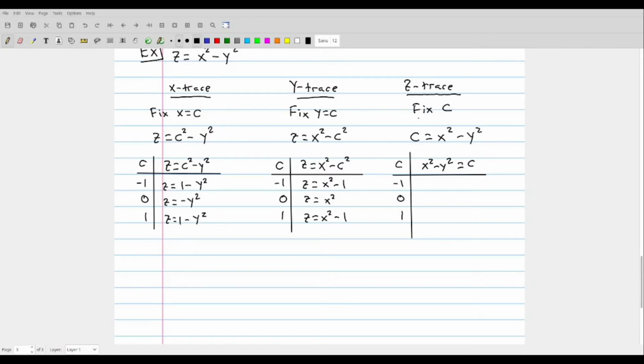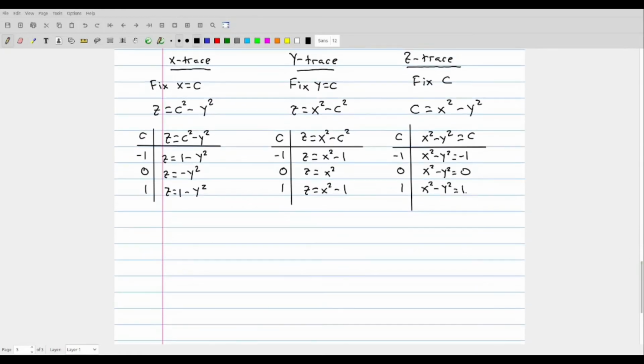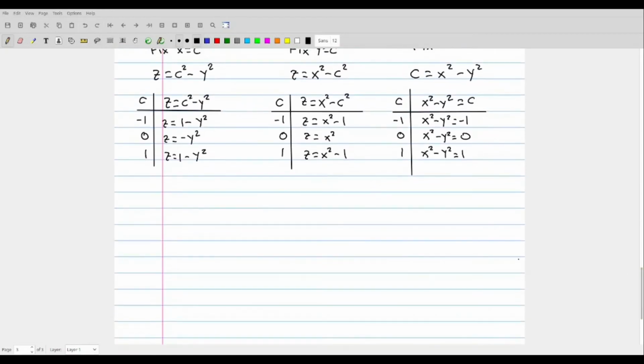And lastly, for the z trace, we have the curves x squared minus y squared is equal to -1, x squared minus y squared is equal to 0, and x squared minus y squared is equal to +1. Those three curves are the traces corresponding to each individual value of c for this function. So let's look at, in each individual case, what these traces are.